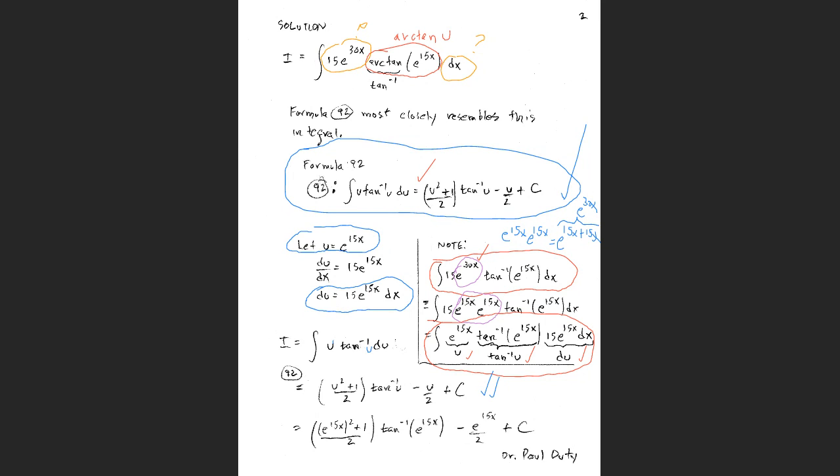And of course, since our original integral was with respect to x, I have to substitute in for u the e to the 15x power. Professor? Yes, Clay. I'm kind of confused. If u is equal to e to the power 15x, and in the 92 formula it's u arctangent u du, then what about the e to the 30x power?